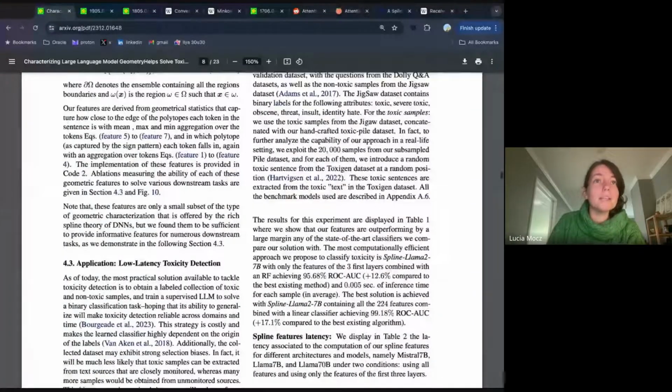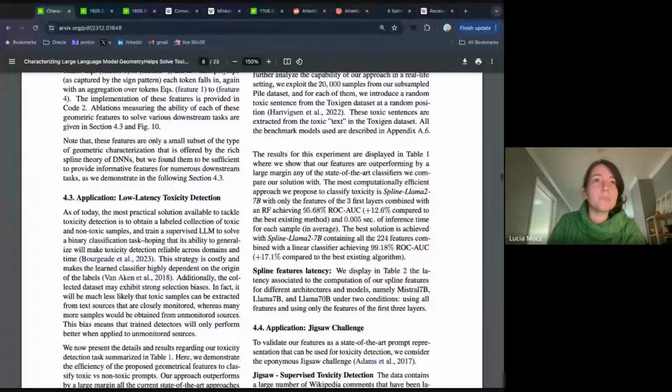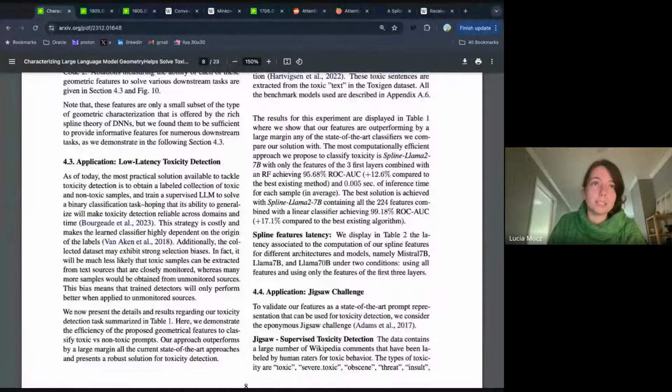So the key thing is how they do toxicity detection. They claim that the best way currently to do toxicity detection is to take a trained LLM, have it behave like a classifier on a data set, and score whether it was toxic or not, which is costly, and it's going to depend very much on the labels and so forth.